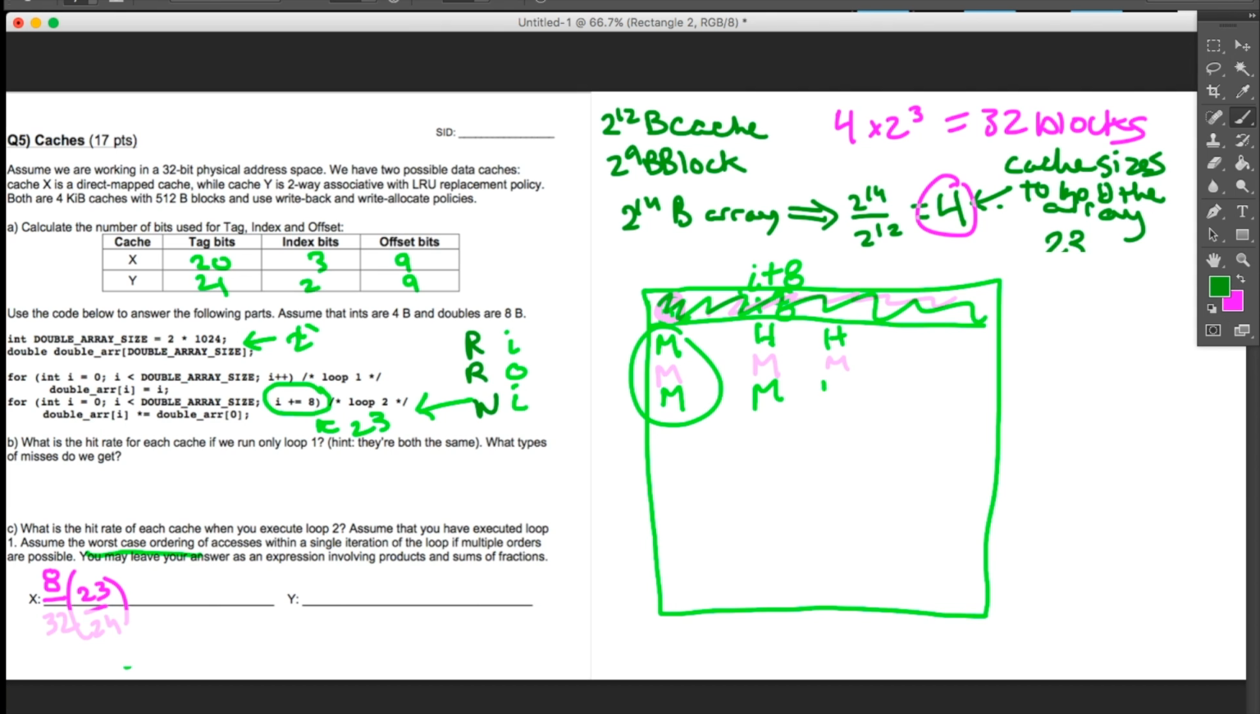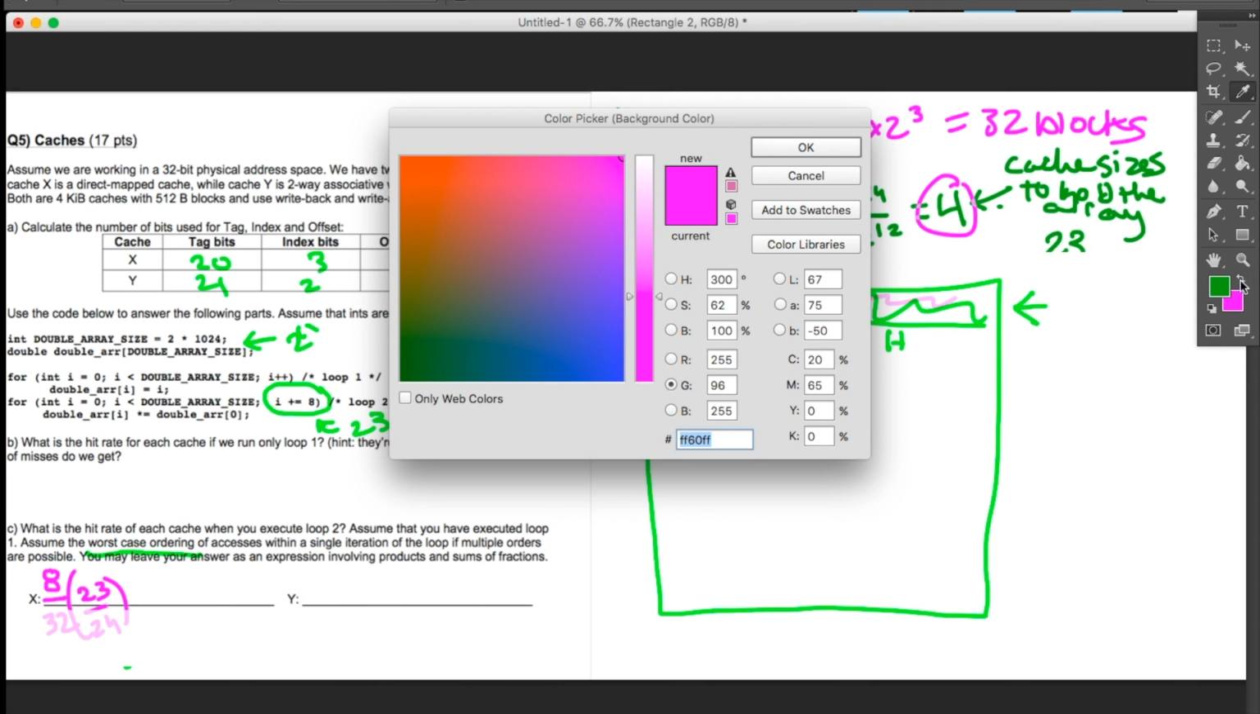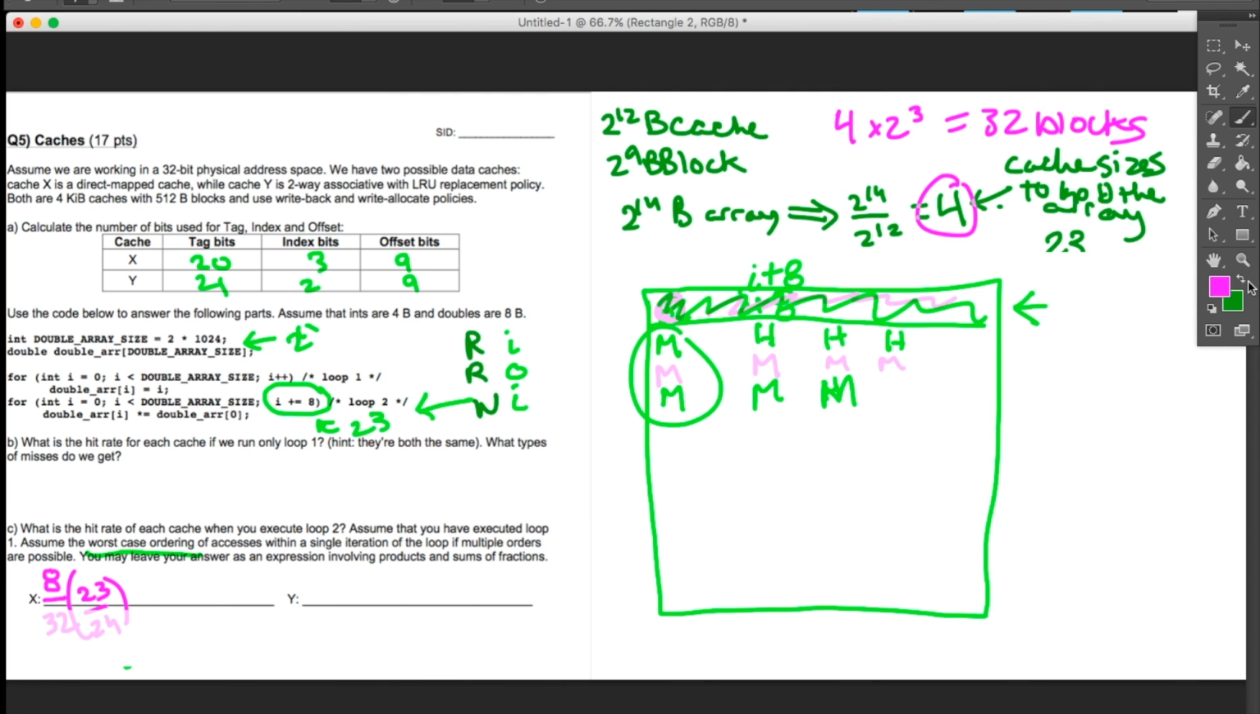If you remember what I said earlier, we have 24 memory accesses per block. And for this one block, we have all misses, except hits for the first memory access of each element other than the first element. If you understand how that works out, that's going to be 7 over 24 as our hit rate.